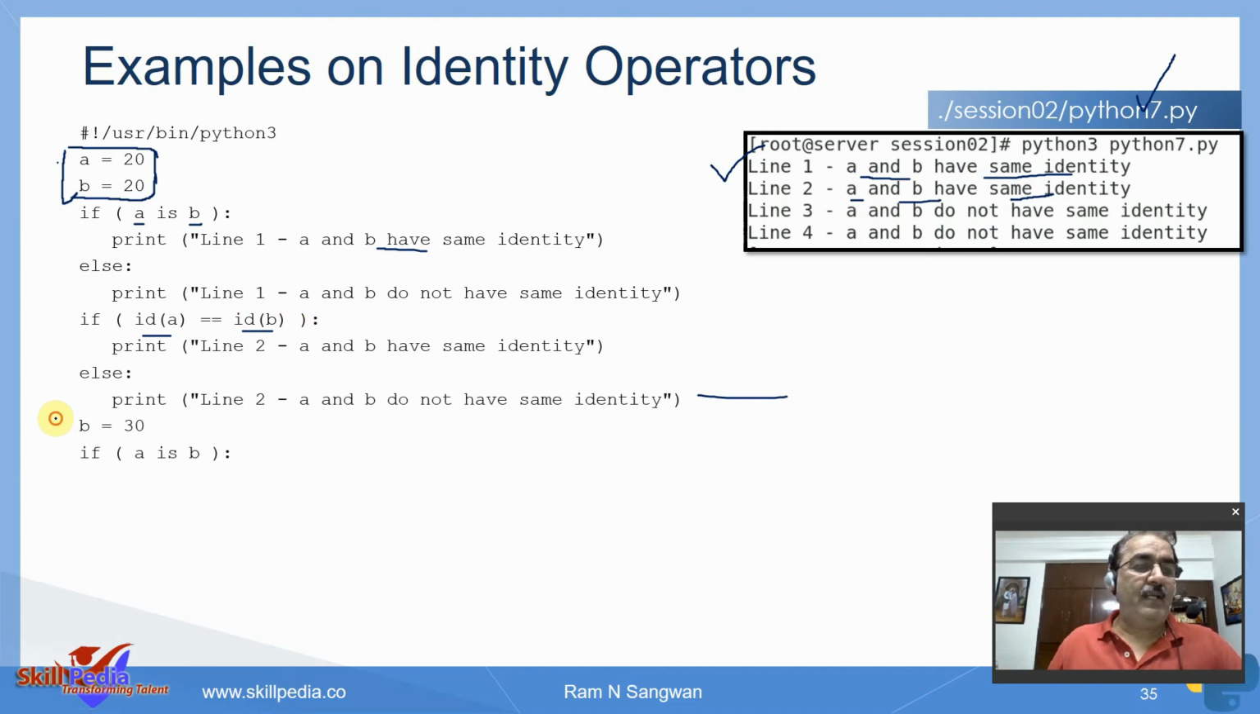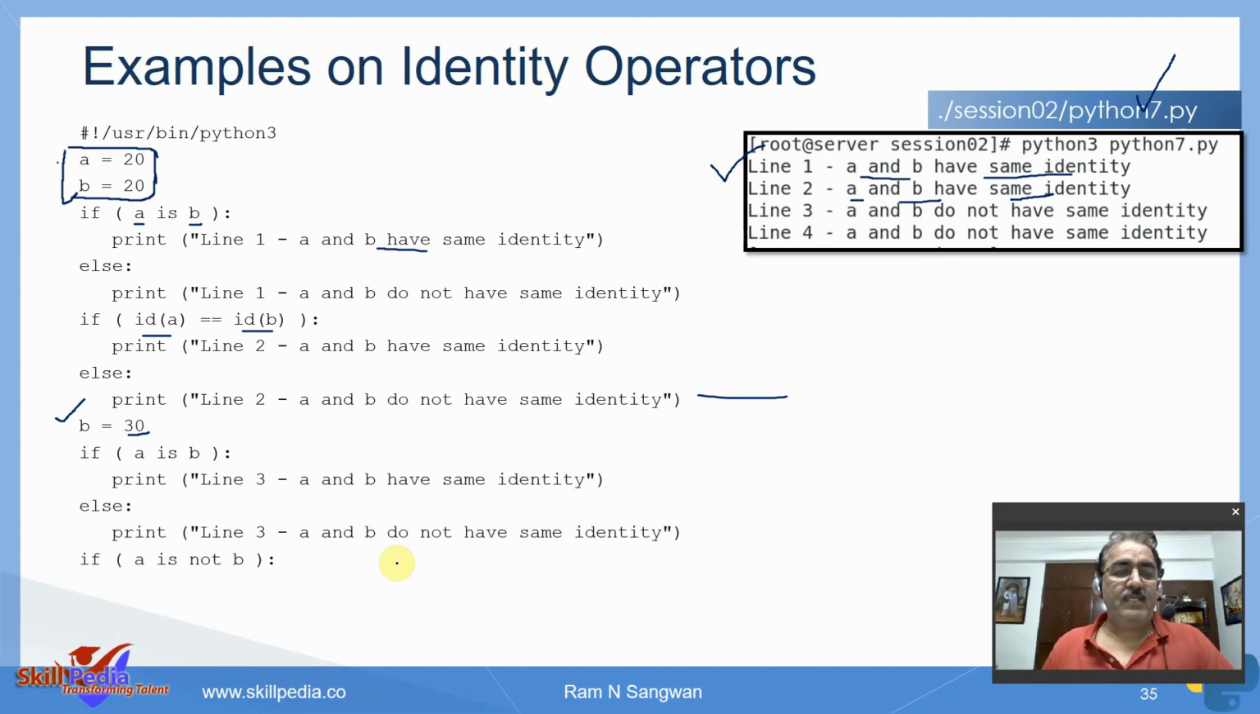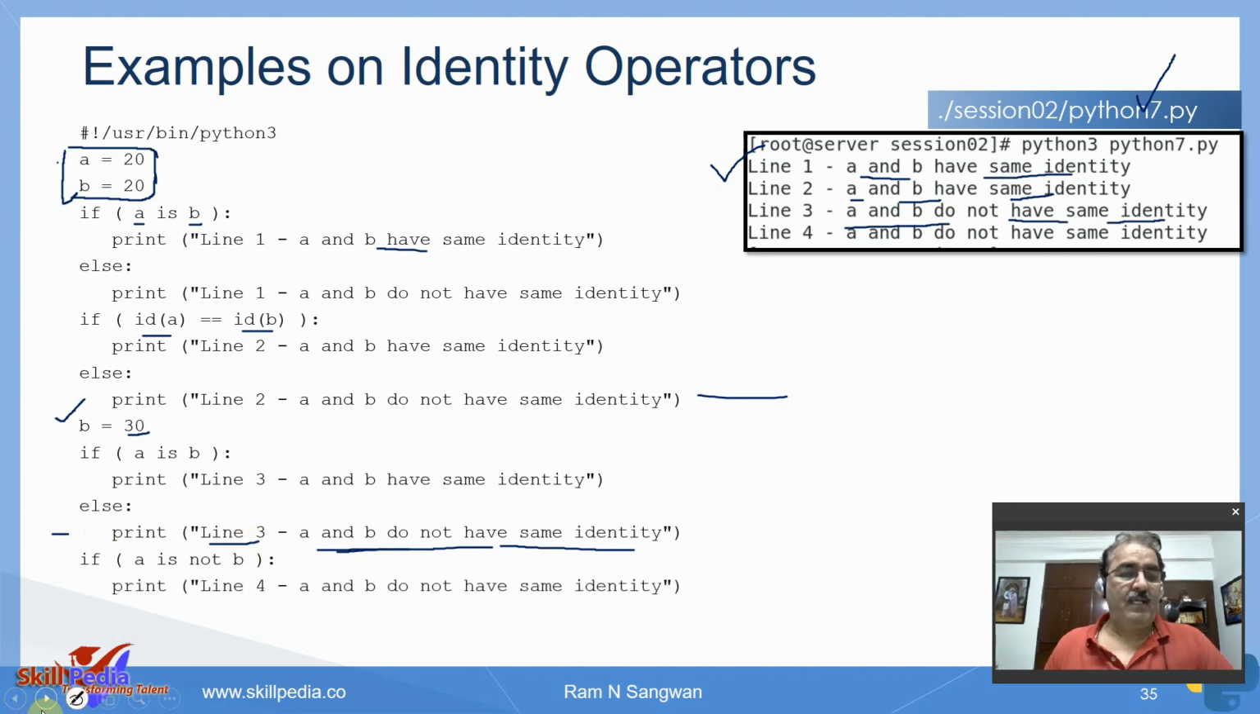B equal to 30. Now you are assigning another value. So therefore, when you assign a new value to a variable, it will be given another memory location. Now the ID will change. So therefore, line number 3 and 4, which are coming up in the next example, this will be executed. Line 3, A and B do not have same identity. And the last, line 4, do not have same identity, because we are typing A is not B. So that's the example of identity operators in Python.